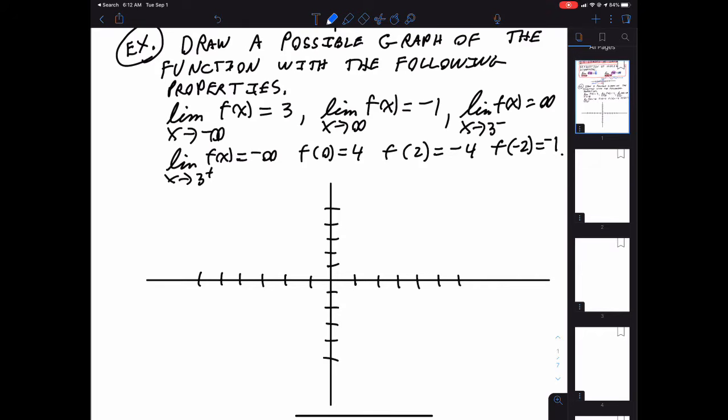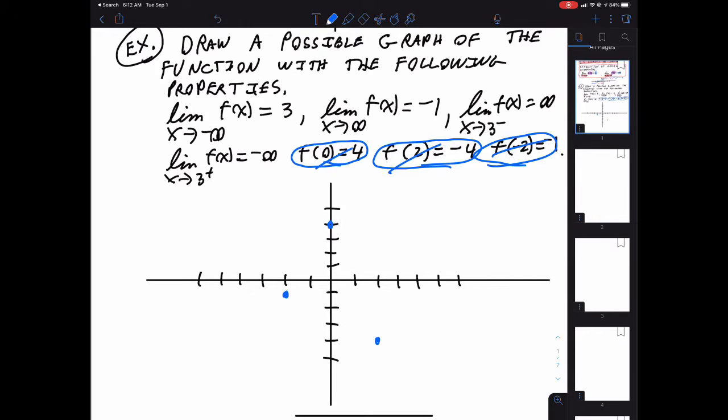Now I am going to take the given points. f of 0 is 4, so I'm just going to put a point there. f of 2 is negative 4. I'm just going to put a point there. So I've taken care of those two. And f of negative 2 is negative 1. And I'm going to put a point there.